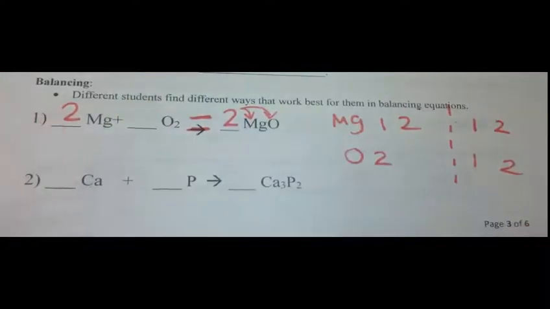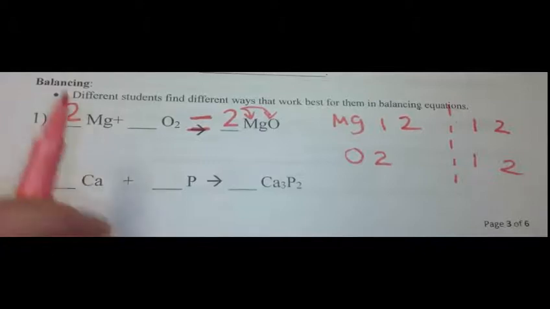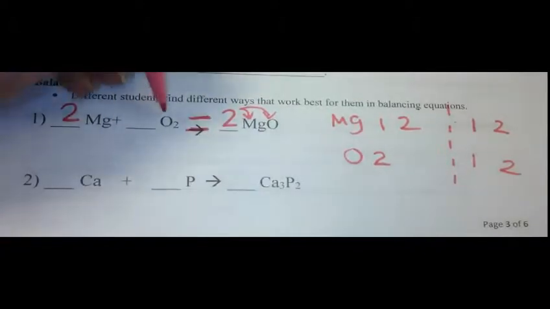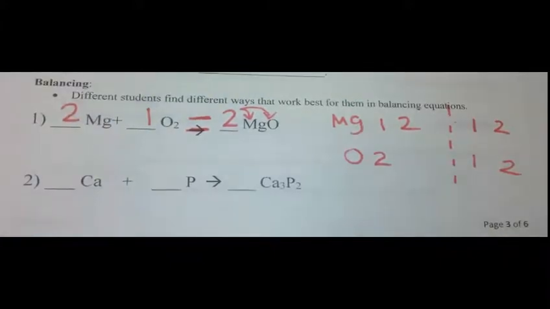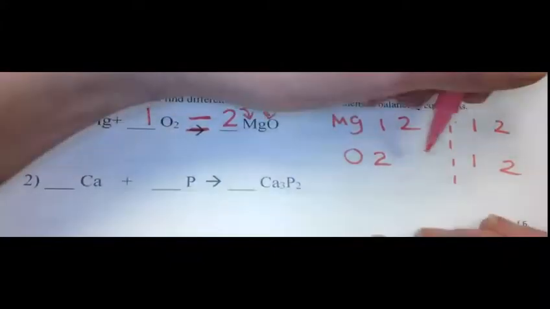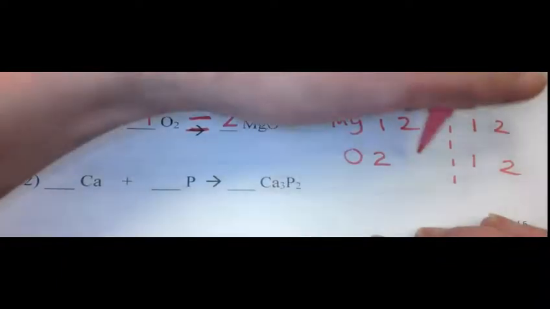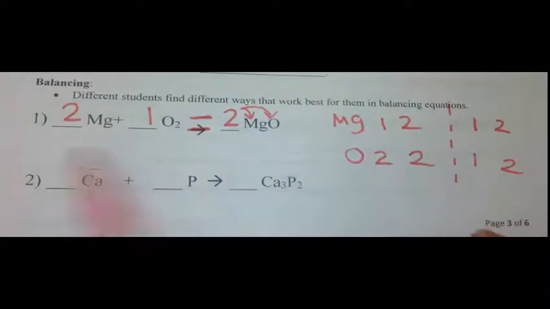So 2 and 2. When I go back and look, I don't need a coefficient in front of this oxygen, so I'm just going to put a 1. It's an understood 1. So if we tally up our final balances on my table, I have 2 magnesiums on the left side, and 2 on the right side. I have 2 oxygens on the left side, and 2 oxygens on the right. So this is now balanced.